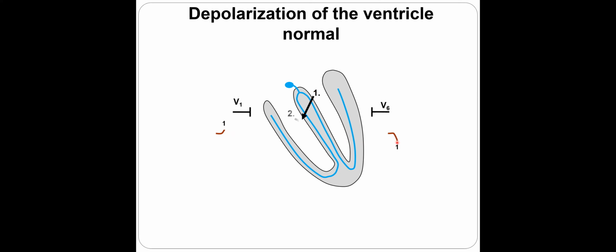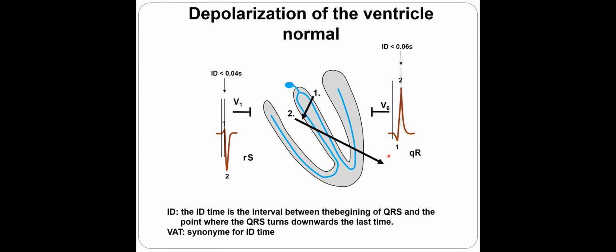After that, we have both the right and the left side simultaneously activated, but because the left side is thicker, with more electrical activity, we have an axis, a bipole, pointing from right to left. This is why on the right side we have a deep S wave, while on the left side we have a tall R wave. So by definition, RS and QR complexes can be diagnosed.